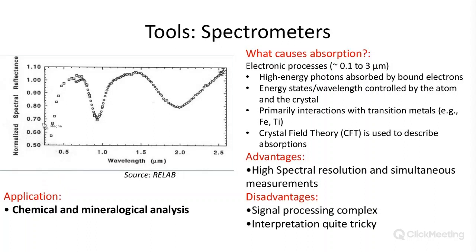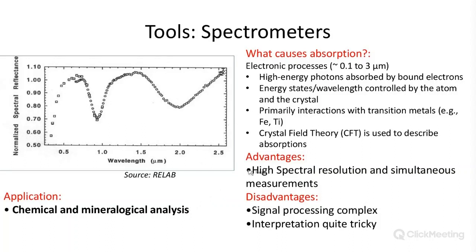And what you can see is there are some diagnostic absorption features which tell us about the primary interaction with transition metals, in this case with iron. And this kind of reflectance spectrum helps us to understand the chemical and mineralogical characteristics of a planet.